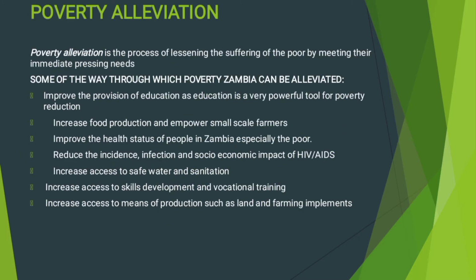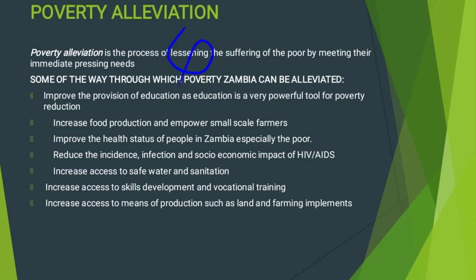Now, how can we get rid of this poverty? Let us talk about poverty alleviation. So, poverty alleviation is the process of lessening the suffering of the poor by meeting their immediate pressing needs. Lessening, depleting, like decreasing. So, some of the ways through which poverty can be alleviated include these as listed below.